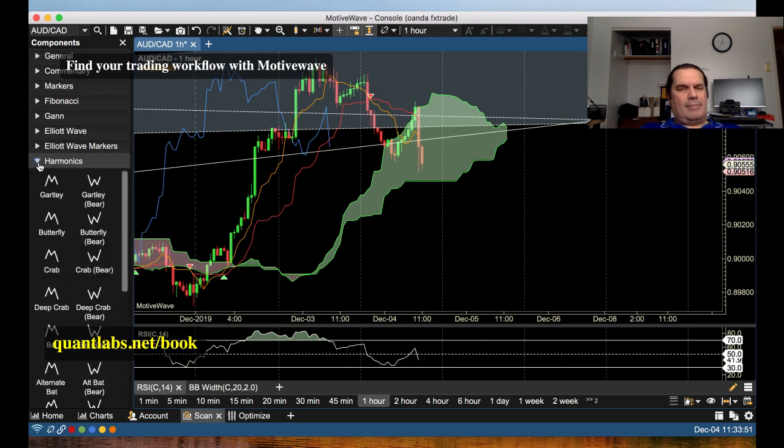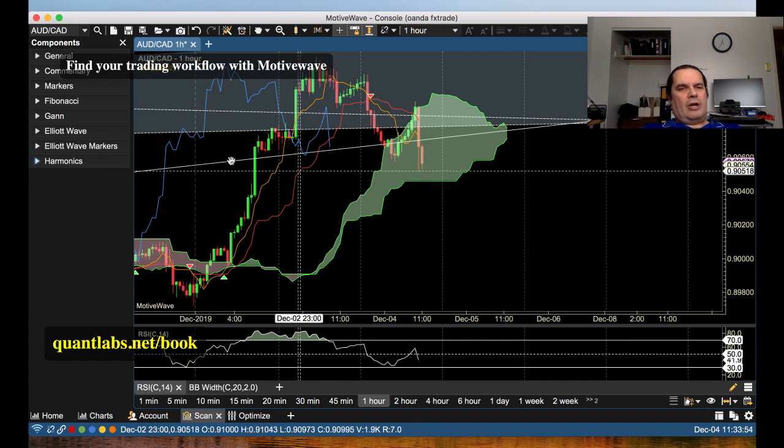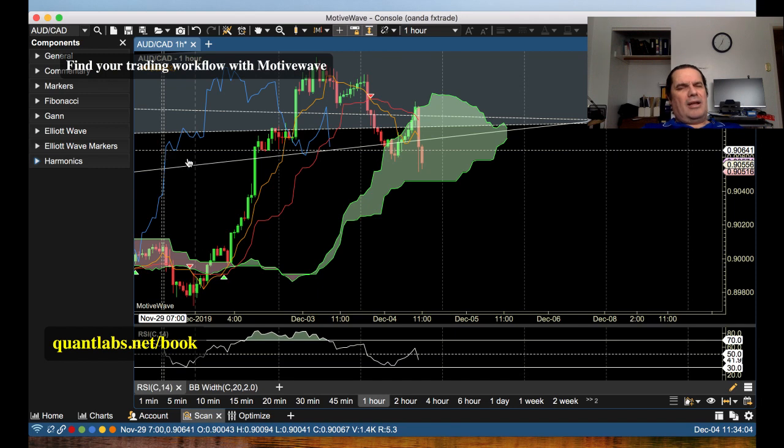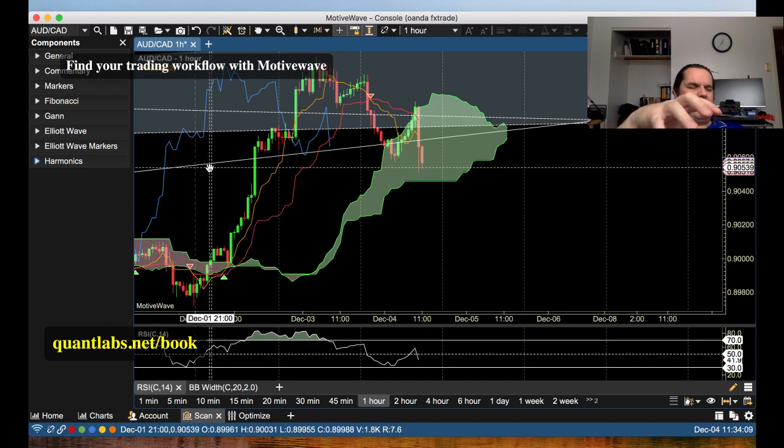But again, I like doing the scans with the harmonics. Another option you have with the harmonics is harmonic studies. There's some Fibonacci studies, but why bother when you can use the scans as well? So there's a lot of tools here to play with. So that brings me to another topic that I think is very important, is programming.